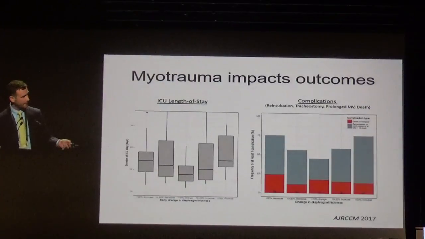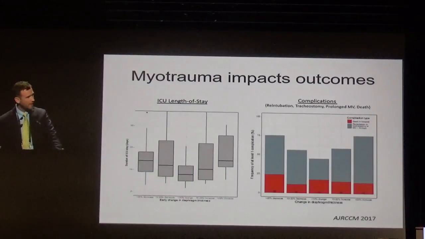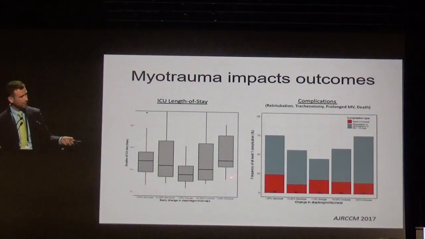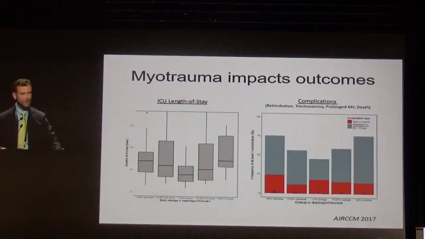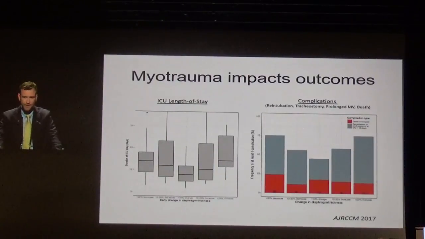And similarly, the length of stay in the ICU is related to the change in thickness over time. Both patients with a decrease in thickness and patients with the early increase in thickness had prolonged risk of ICU stay and also risk of complications such as reintubation, tracheostomy, or prolonged ventilation.